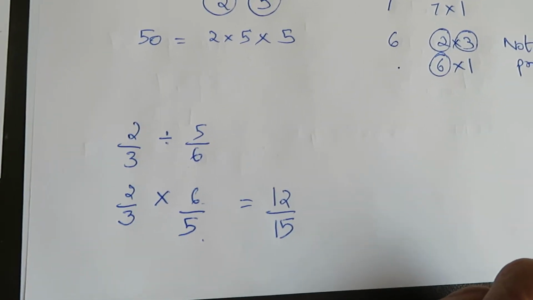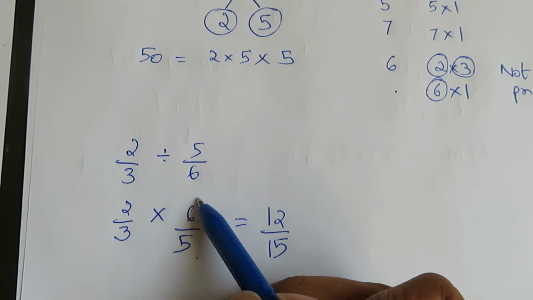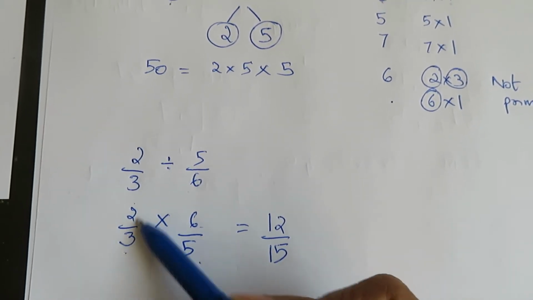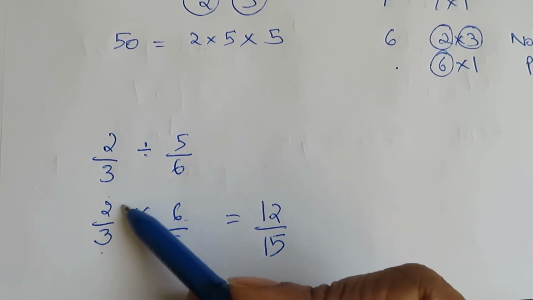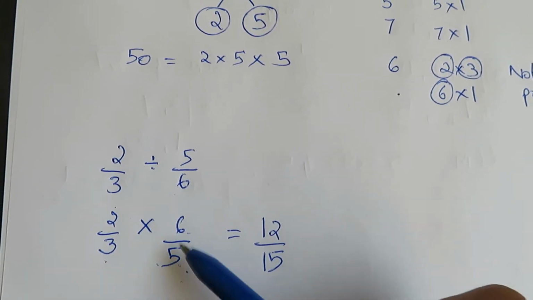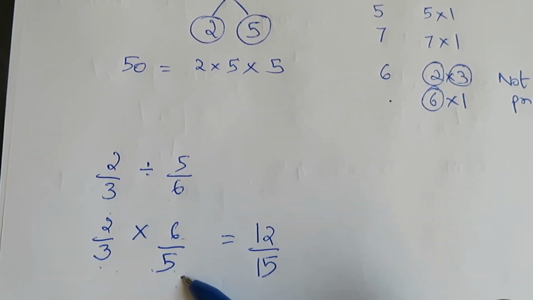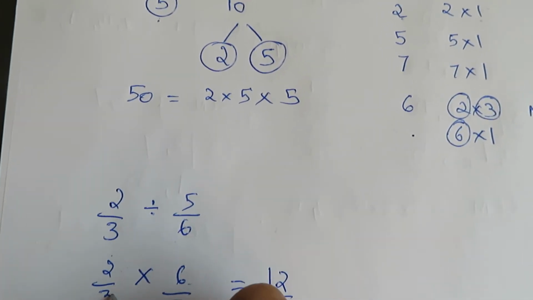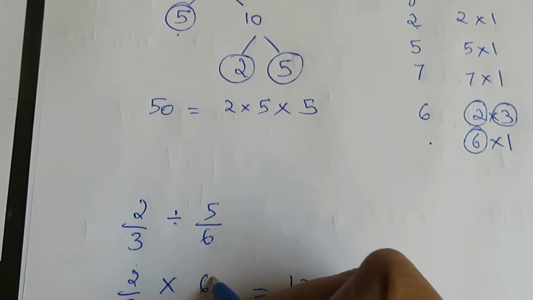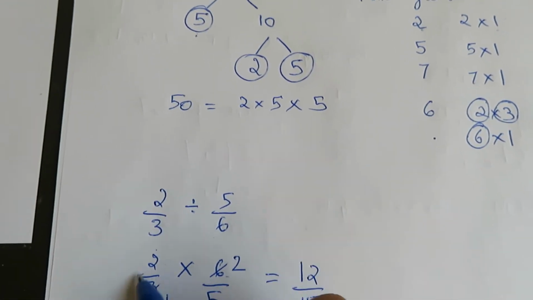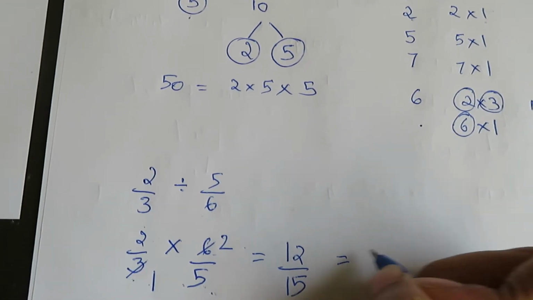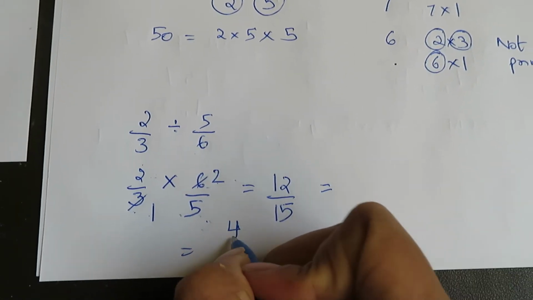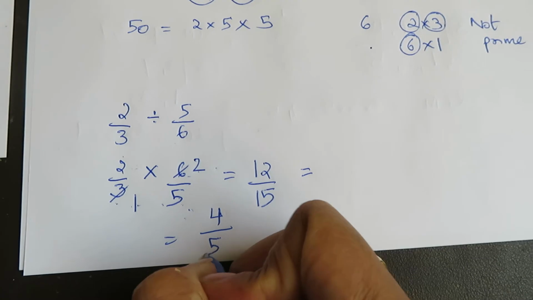Clear? Or what did I tell you to do? I asked you to do the cutting method, right? 2 doesn't have a relation with 3 or 5. Relation means, have you seen them in any multiplication table? I haven't seen 2 and 3, 2 and 5 coming in any multiplication table. But 3 and 6 I have in the table of 3. So let me divide with 3. 3 1s are 3, 3 2s are 6. So now what is the final answer? 2 into 2 is 4 and 1 into 5 is 5.